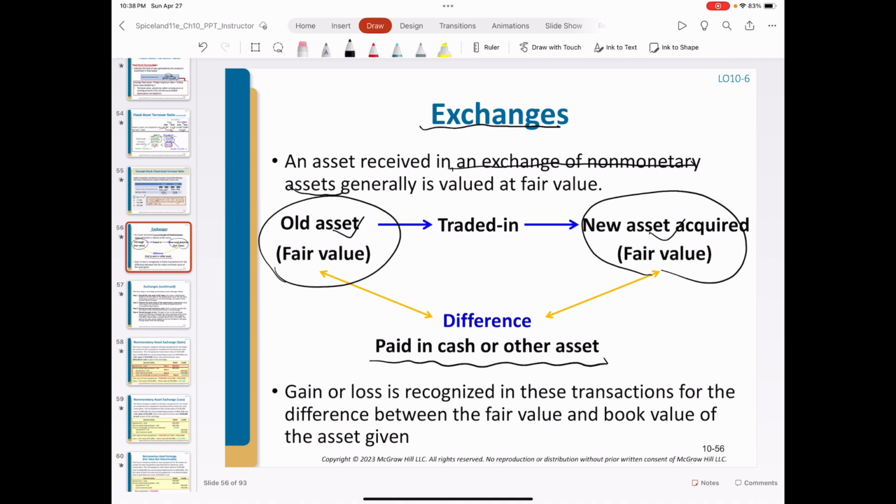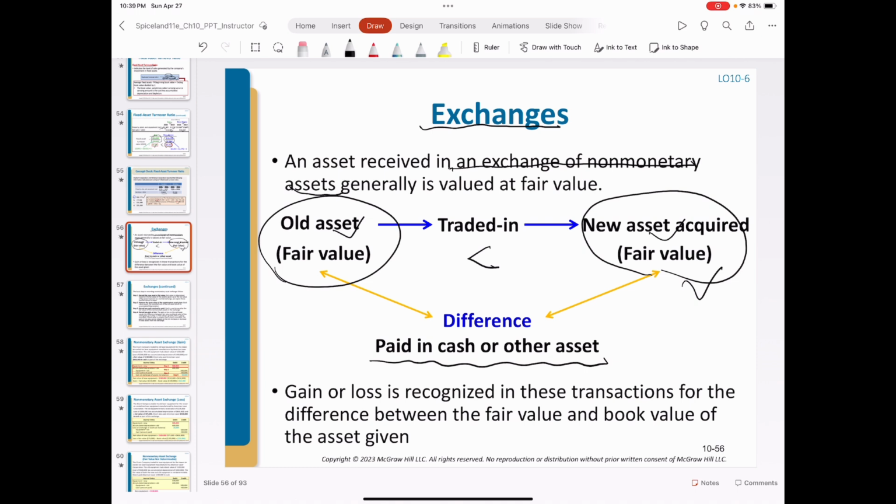For example, if the fair value of the old asset is greater than the fair value of the new asset, the company will receive cash. Otherwise, when the old asset's fair value is less than the fair value of the new asset, the company needs to make additional cash payments. During these procedures, we record the new asset at its fair value as the book value. And since the old asset is traded in, the title has been transferred to the buyer.